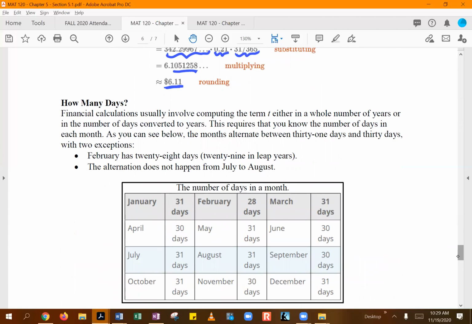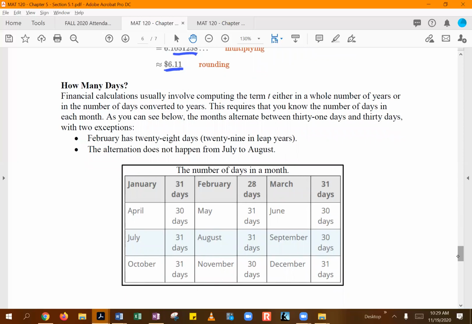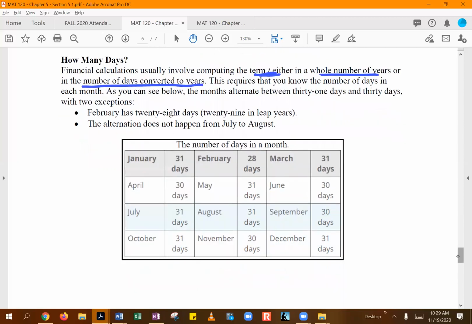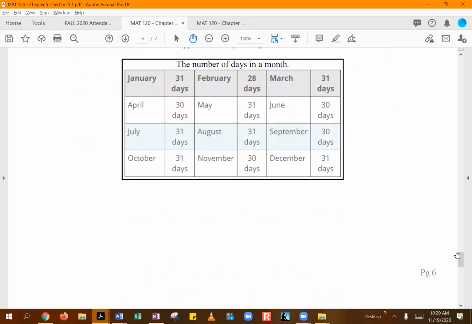All right, so let's take a look at this one over here. Financial calculations usually involve computing the term T, which is either going to be the number of years as whole numbers, or the number of days, which are being converted into years. So they're saying this requires that you know how many days are in each month. So they're basically showing you how many days are in each of these given months.